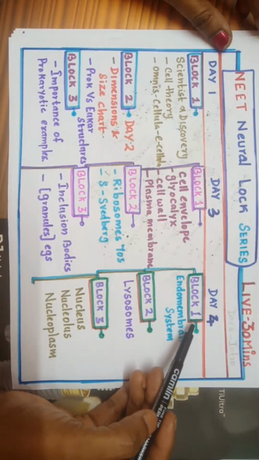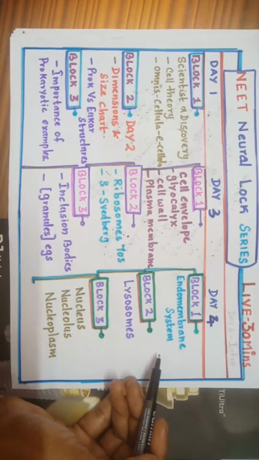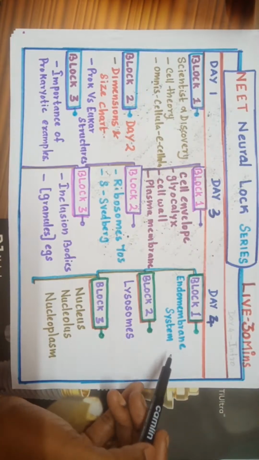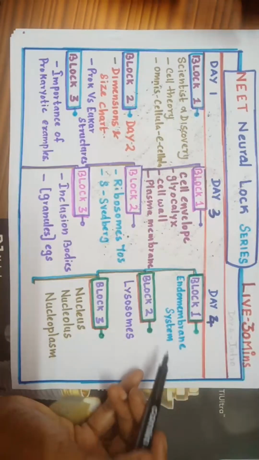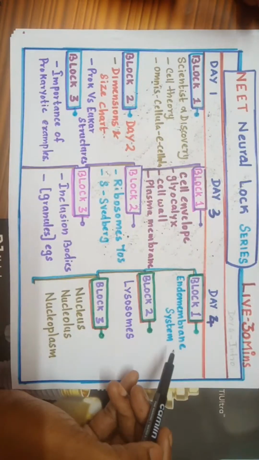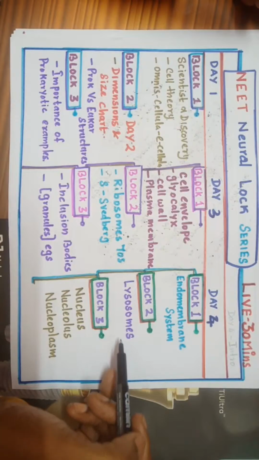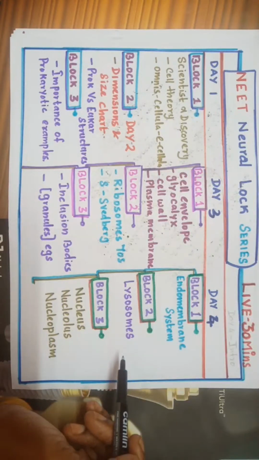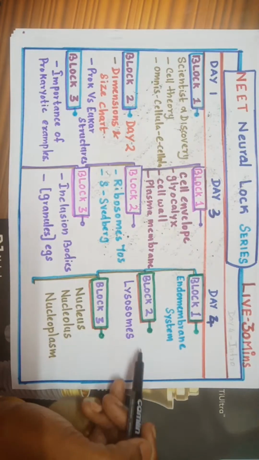Yesterday was Day 4. We saw Block 1, the endomembrane system: the organelles of the endomembrane system, that is endoplasmic reticulum, Golgi bodies, lysosomes and vacuoles. Under lysosomes, one thing we missed is that mitochondria, peroxisomes and chloroplast are not included in this, because their functions are not coordinated with the endomembrane system. Next is lysosomes. What did we study? We studied yesterday acidic pH, hydrolytic enzymes, and that it is formed from the Golgi apparatus.